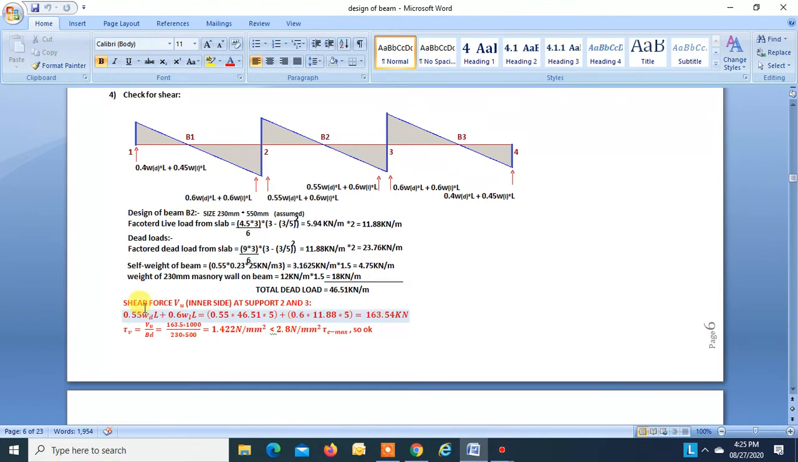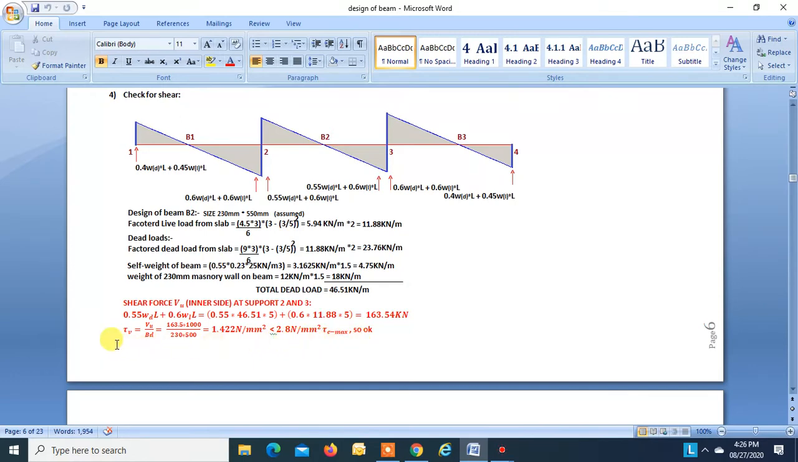Now we will be finding the shear force Vu on the inner side, at support 2 and support 3. We'll be using this formula, putting the values of Wd and Wl, we get total Vu 163.54 kN. Nominal shear stress, that is Vu by bd, we get 1.422, which is less than 2.8, that is tau c max.